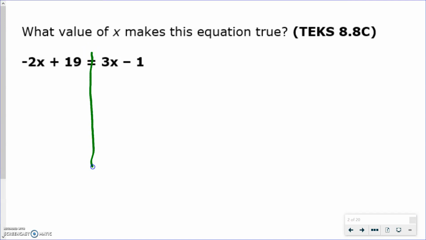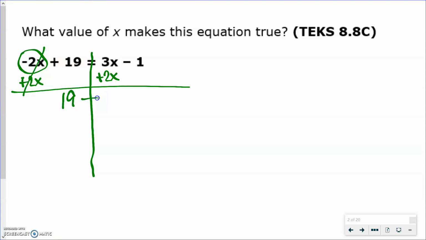So remember we draw our line down the middle, and then we're going to move our smallest variable. Well, negative 2x is my smallest variable. In order to move it, I'm going to do the opposite. The opposite of negative 2 is to add 2x. So what I do on one side, I do to the other. Okay. This cancels out. That gives me 19 is equal to 5x minus 1.